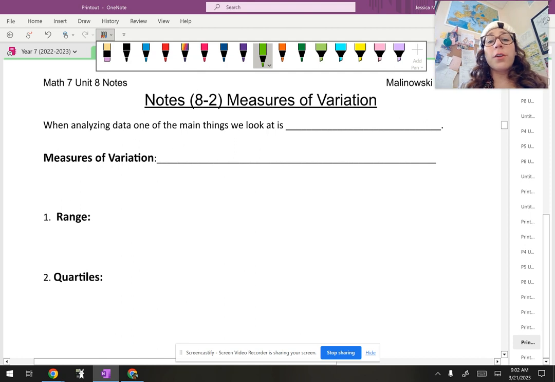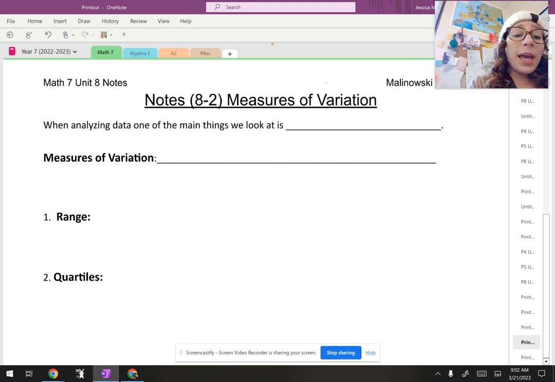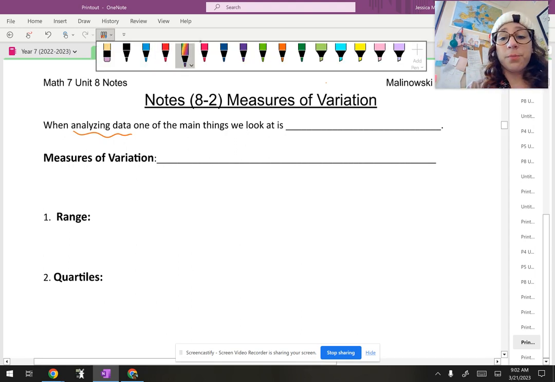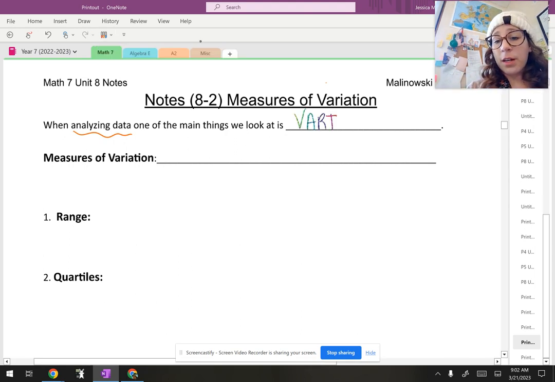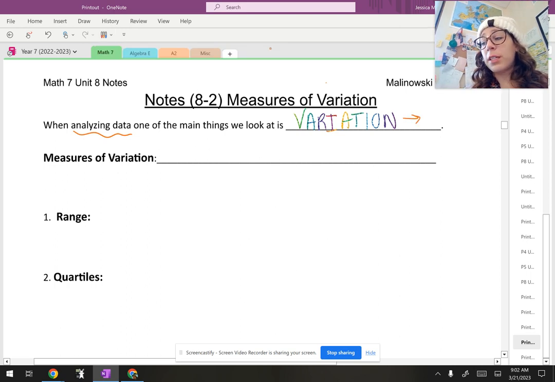That's all. So, notes, Math 7, 8-2 today, focusing on measures of variation. The last lesson focused on measures of central tendency. This one focuses on variation. When analyzing data, one of the main things we look at is variation. The other main thing we look at was center, which is what we focused on yesterday. So variation means how it changes, how it differs, how it varies, how consistent that data is, how it varies.